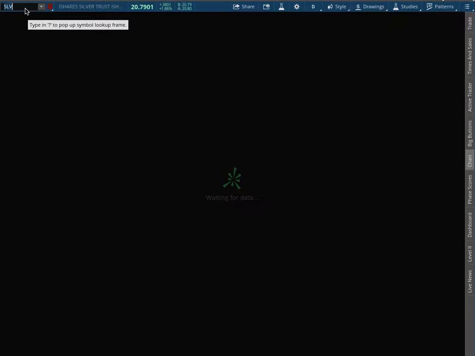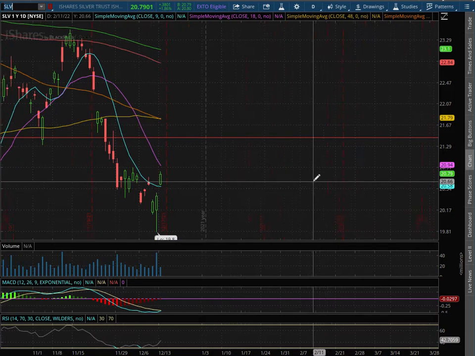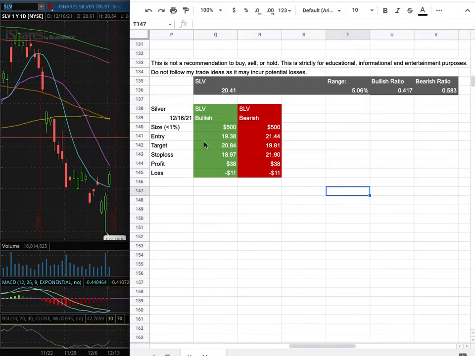As with the trade idea, I'll be trading SLV. My position size for it is less than 1% of my portfolio. My entry is at $19.38 for my long position. My sell target is at $20.84. My stop loss is at $18.97.